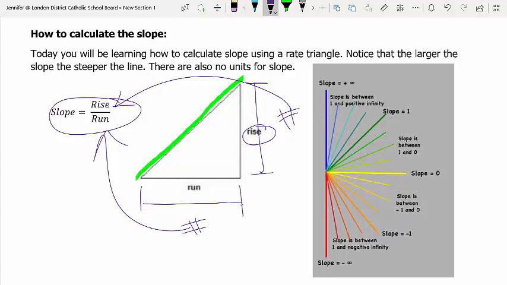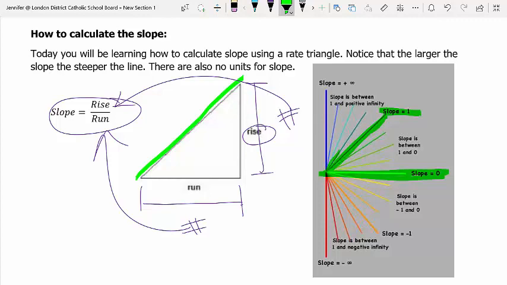The only other thing that I want you to realize is the larger the slope number, the more steep the line is. Okay, and you'll see that on this picture here. So this yellow line, the slope is 0. And then look at this green line, it's a lot steeper than that yellow line was. And look, its slope is bigger. Now it's up to a slope of 1.